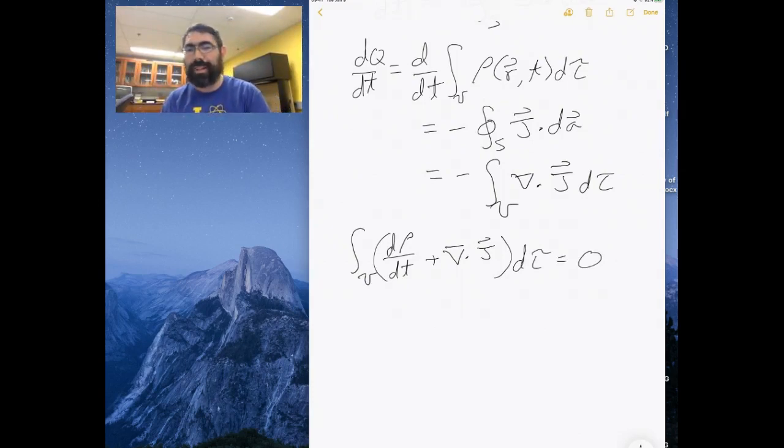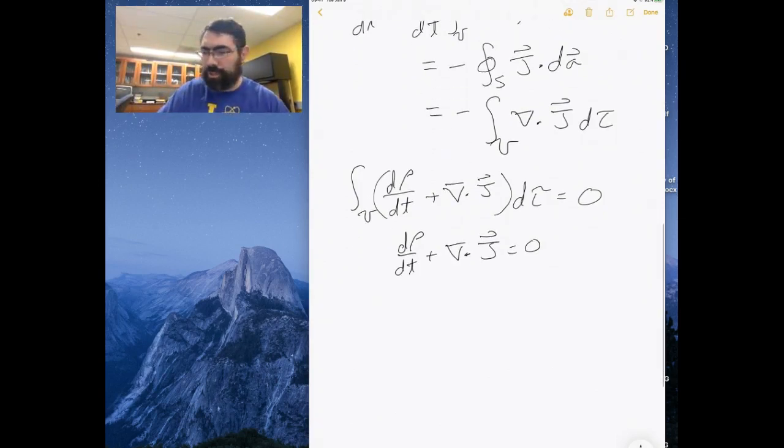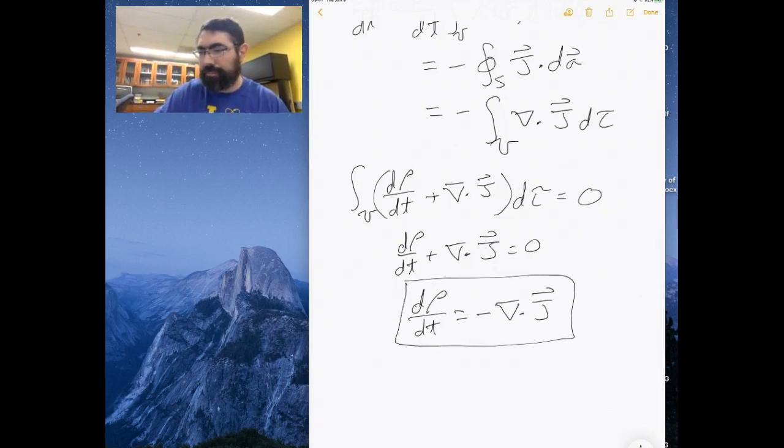So basically the time change of the charge should be equal to how much the current is diverging, how much it's spreading out in space. The only way to make this a useful problem is to have that integrand be 0. So if I set that equal to 0, then I essentially have my continuity equation, which says that the change in the charge density over time is equal to minus the divergence of the electric current density.